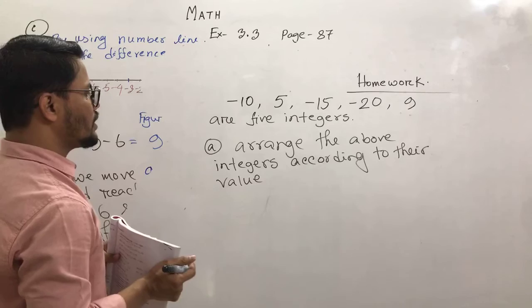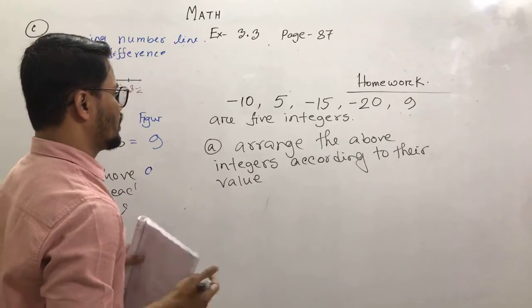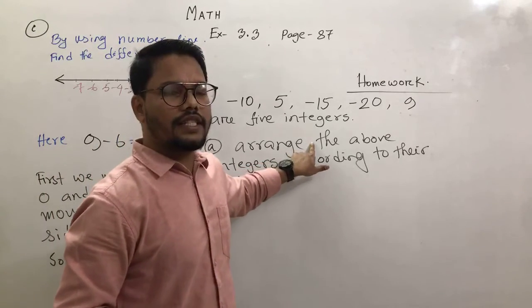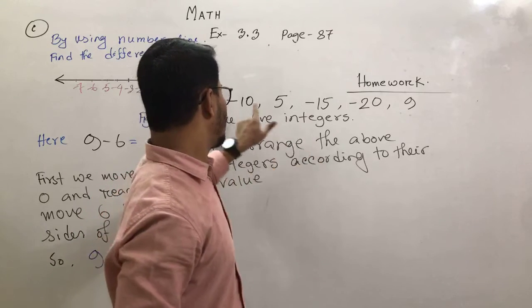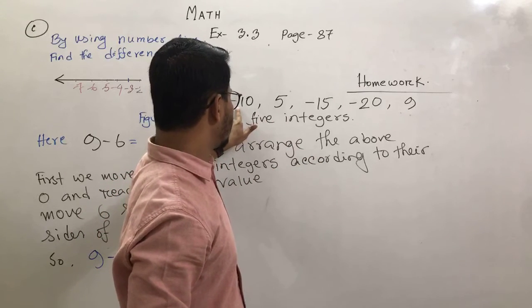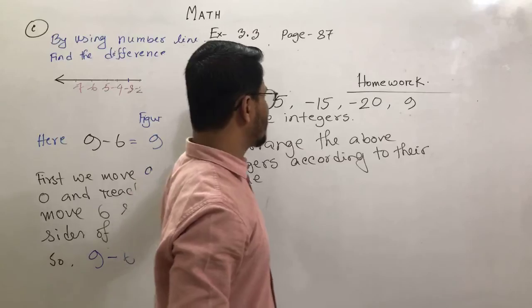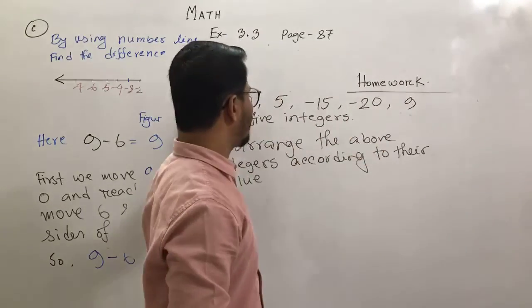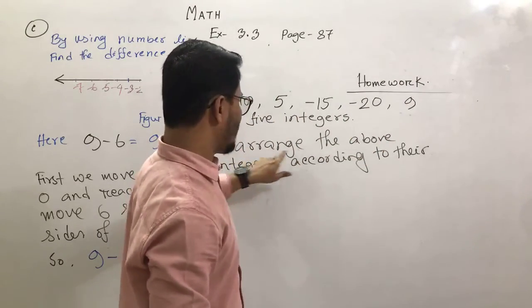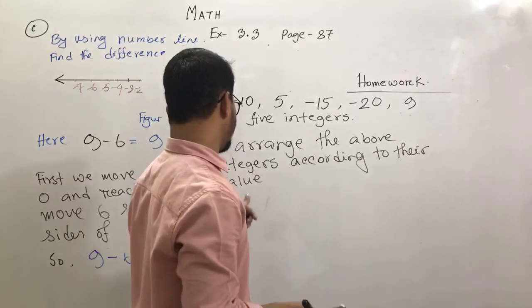Arrange the above integers according to their values. Arrange means ascending order or descending order. Like which one is ascending order? Which one is the smallest, or smallest to greater one, or greater one to smallest one? Arrange the above integers according to their values.